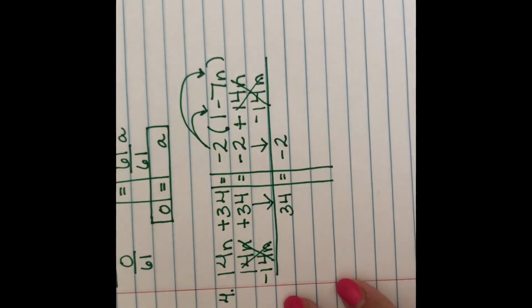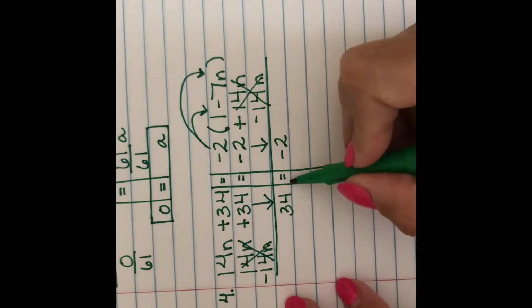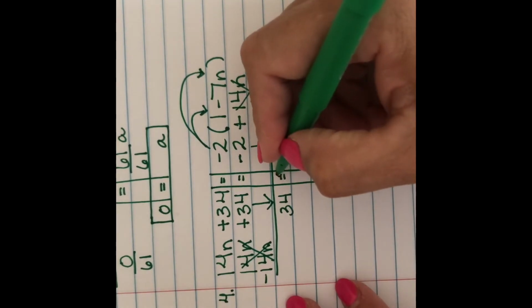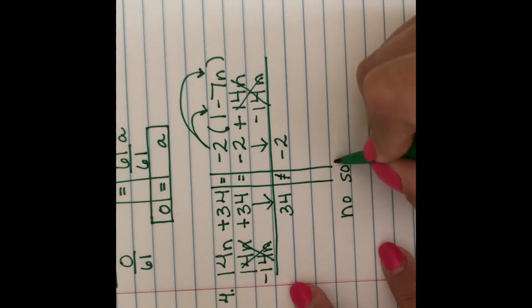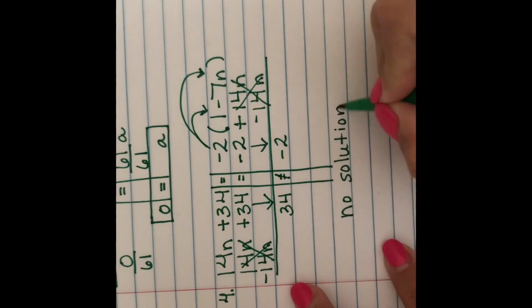So I look at the statement that I have left. 34 is equal to negative 2. We know that 34 is not equal to negative 2. Therefore, this has no solution.